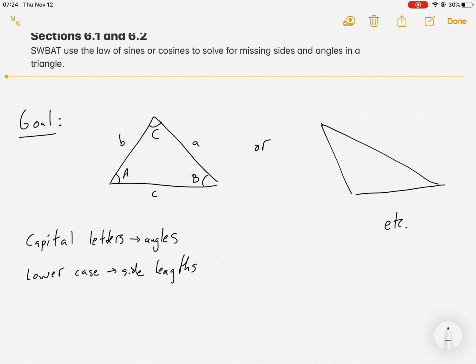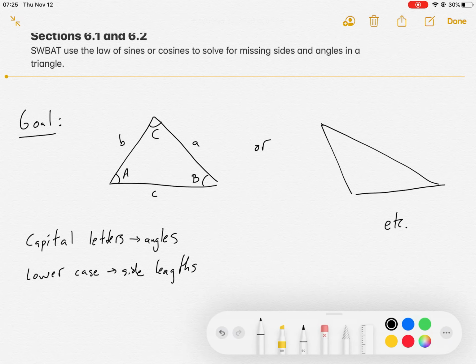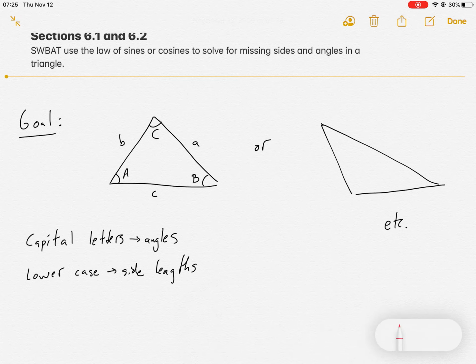A good habit to remember as well is that the side length opposite an angle. So for example, lowercase a is opposite from capital A, and they actually match letters. So that's good practice to be in.